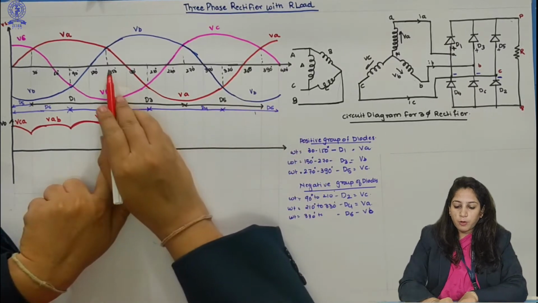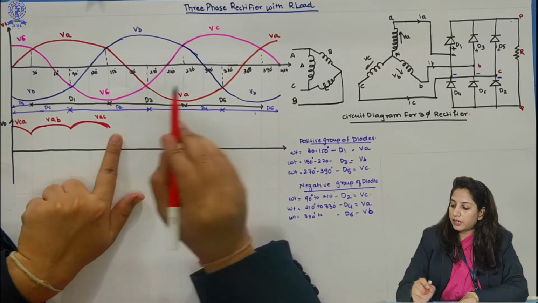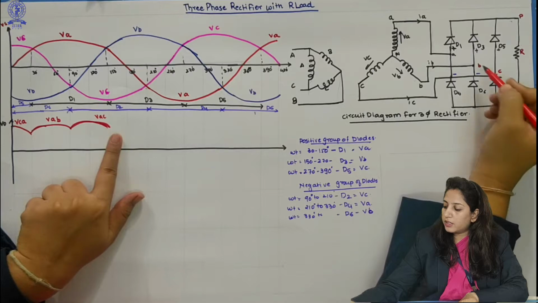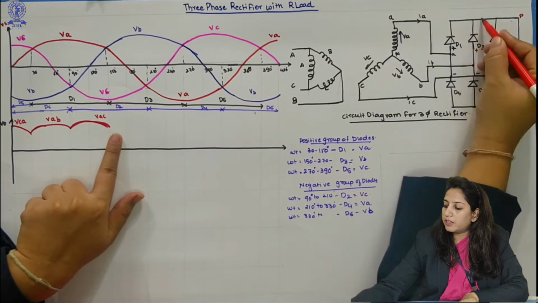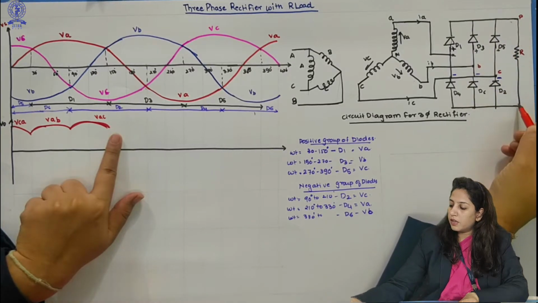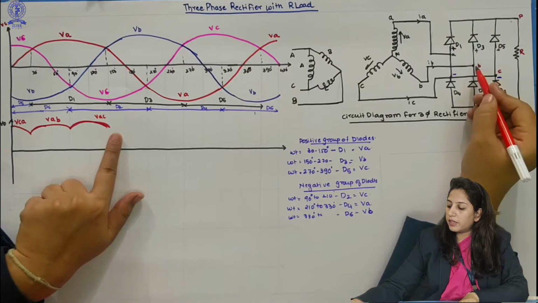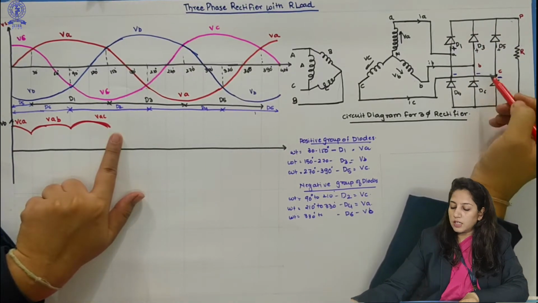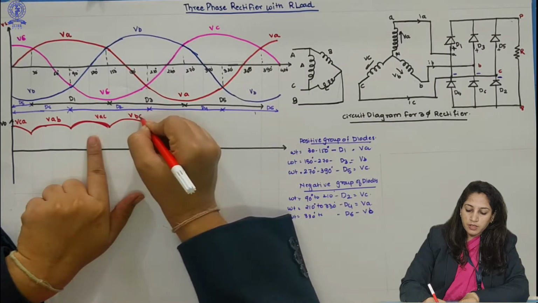Okay. Similarly, from 150 to 210, D3 and D2 are conducting. D3 means it will be going from B. So current will be going from D3 to resistance and then to D2. So it will be connecting between B and C. The current is flowing from B to C, so the voltage is VBC.